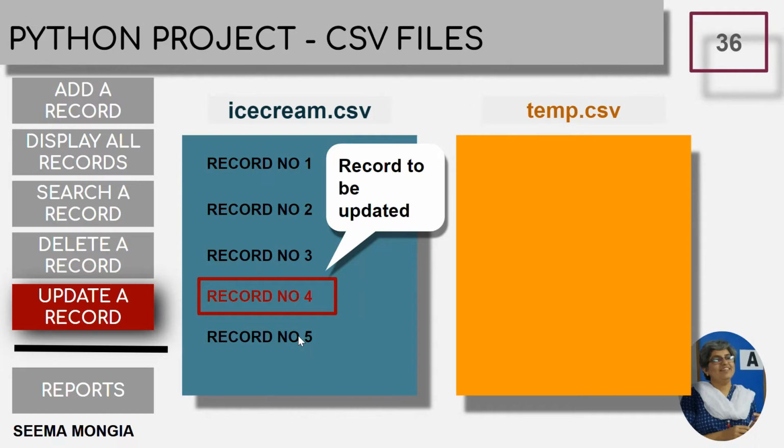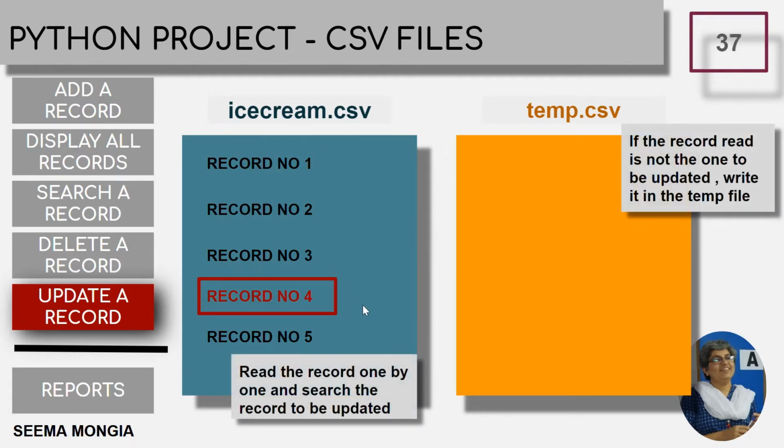So, for example, record number 1, 2 and 3 are not the records which are to be updated. So, I will read them, but they are not matching with the criteria, so they will be written onto the temporary file. But when I'm able to locate record number 4, which has to be updated, I will write down my new record instead of record number 4.